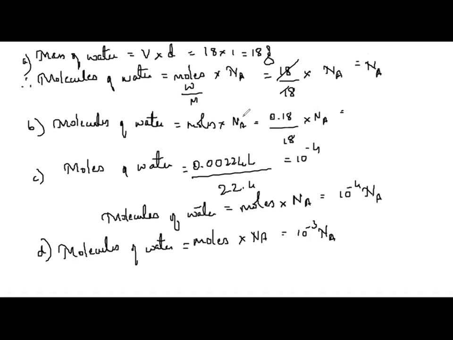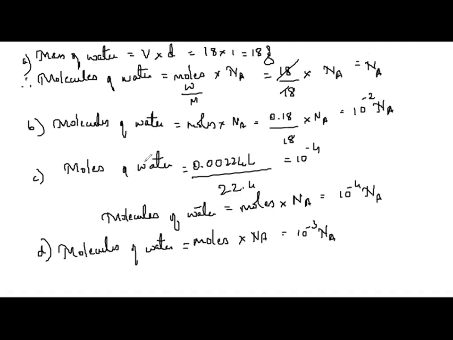Molecules of water, moles into Avogadro number. Second option. So moles is being given? No, they have given us grams. So 0.18 divided by 18 into Avogadro number, right? So that comes out to be 10 raised to minus 2 into Avogadro number. Okay, moles of water. Next, third option, they have given us liters. So I have to first find moles and then I will find the molecules of water.